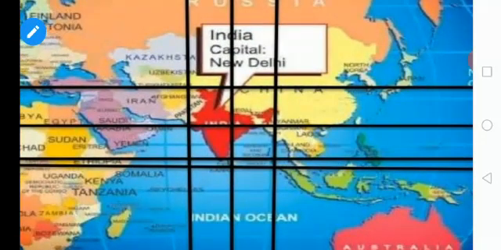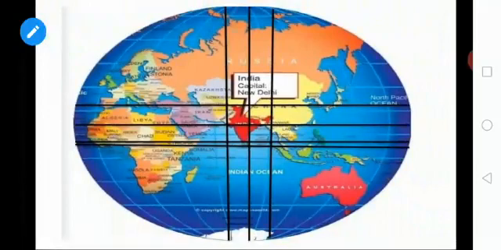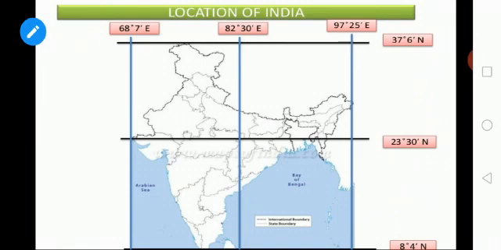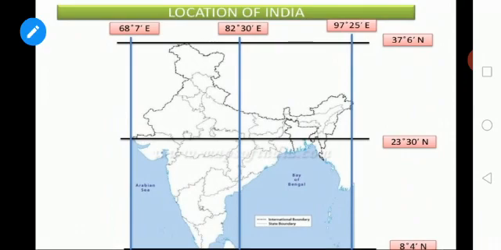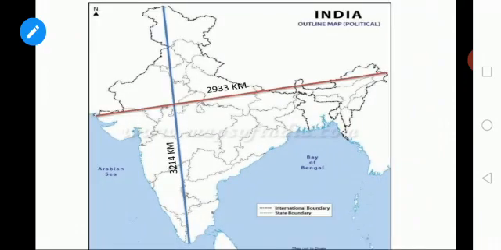You could see where India is located. Is it clear? Then the same location of India in values is given again. You could see that this end is 68 degree 7 minutes east, and this end 97 degree 25 minutes east. Okay, the same you could see this. Next we are going to see the stretch of that. Already we saw it in one more map. This is a clear view of it.